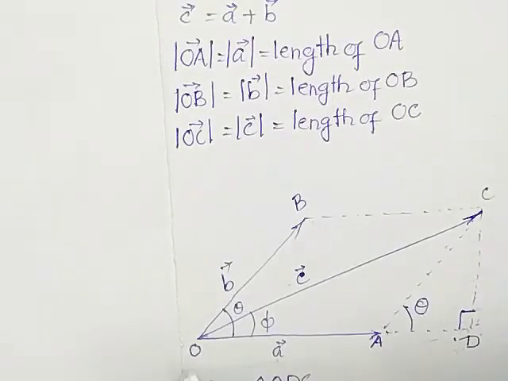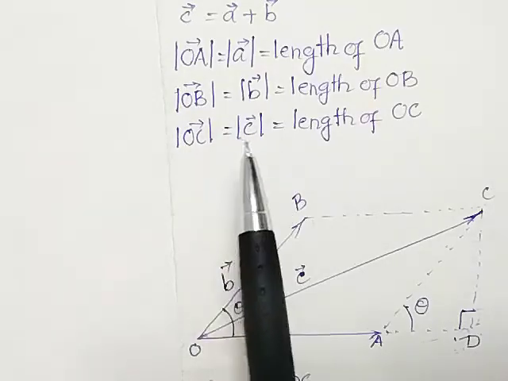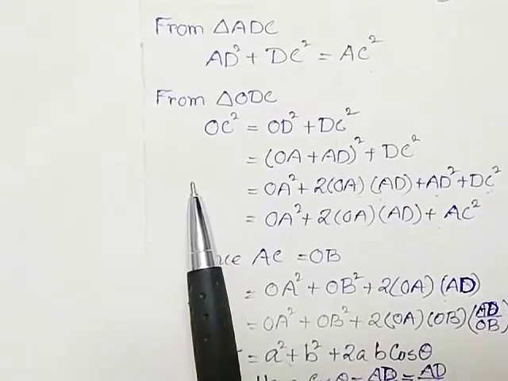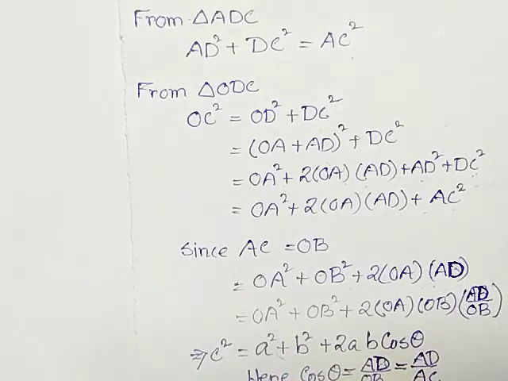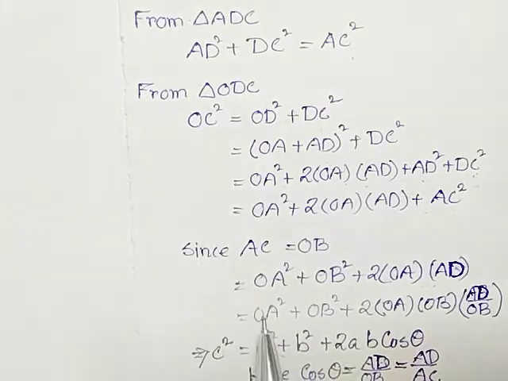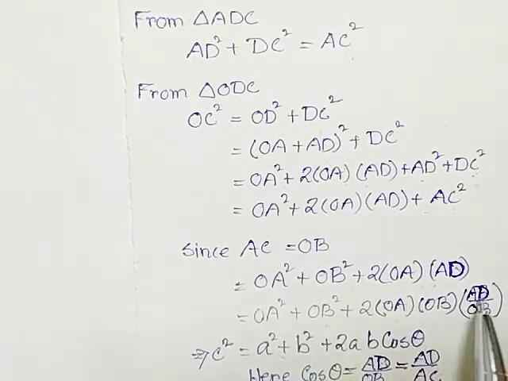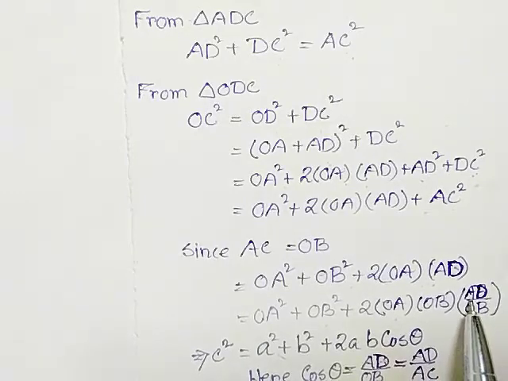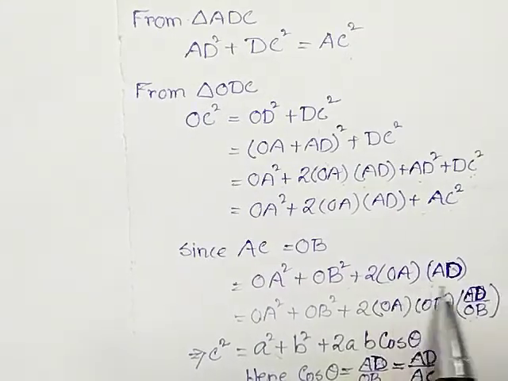From the beginning we know OA, OB, OC. We don't know anything else. So we have to replace all of the things in terms of OA, OB, and OC. So here is OC square, there is OB square. So 2 into OA into OB into AD divided by OB. I just multiply and divide by OB so that this term remains the same.